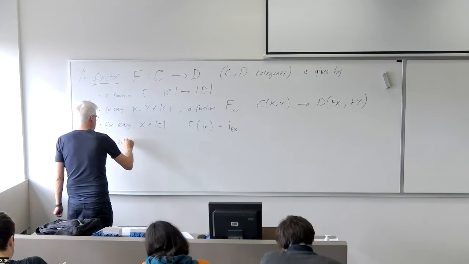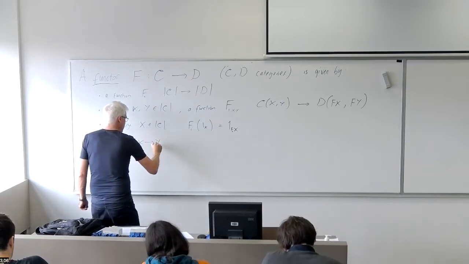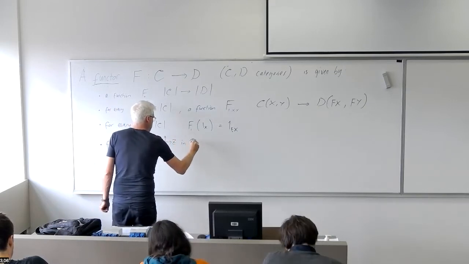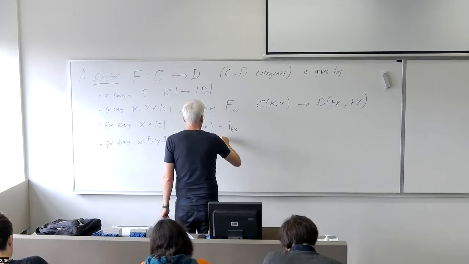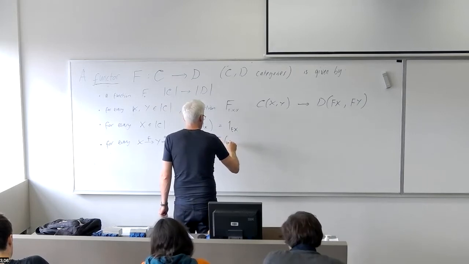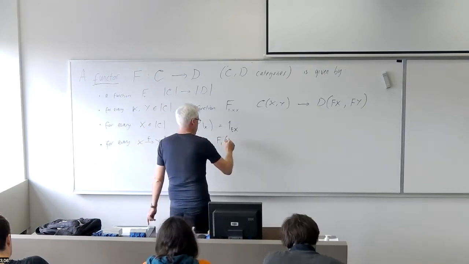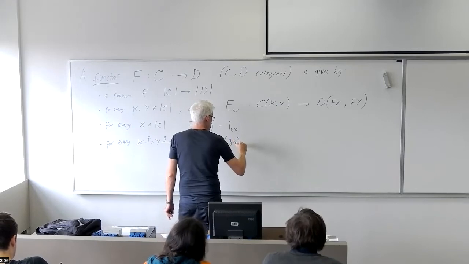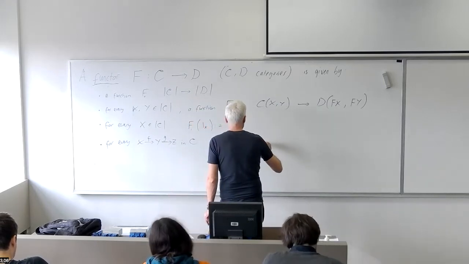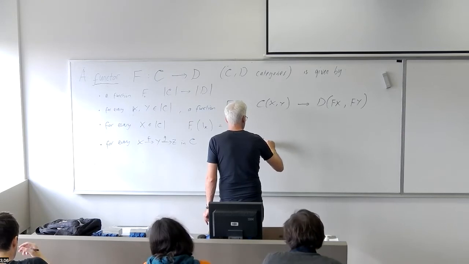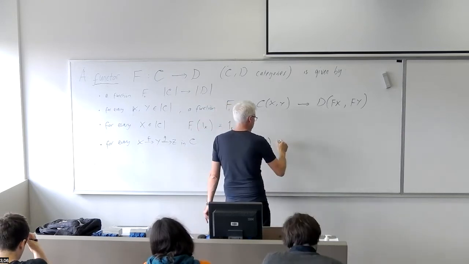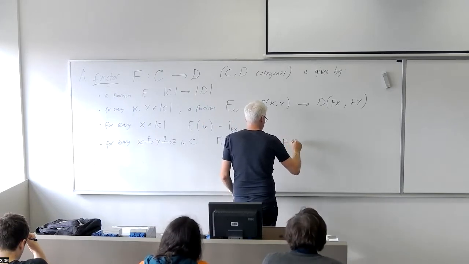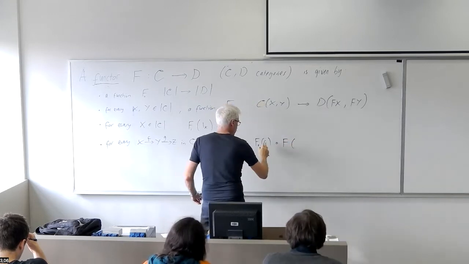So for every pair of composable maps, f and g in C, if we take the morphism action applied to the composite map g composed with f, then we get the composite in D of the morphism action of the functor applied to little f, composed in D with the morphism action of the functor applied to, sorry, it should be g here.